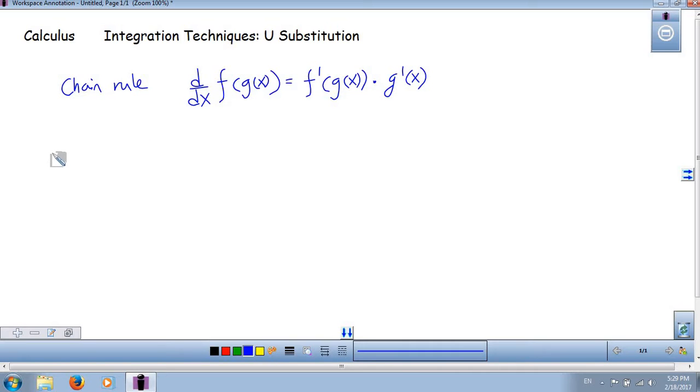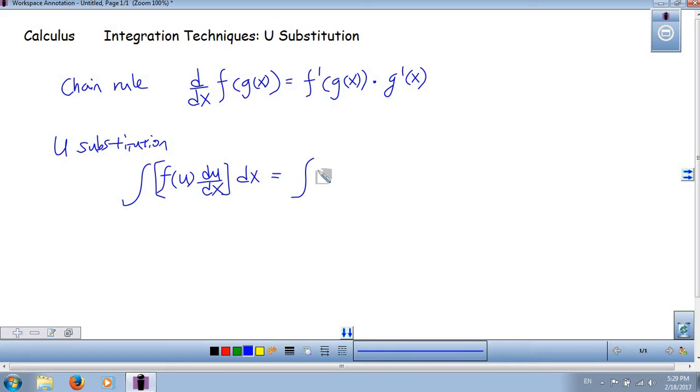Okay. Now let me give you the U substitution rule first. Let's say we have the integral of f of u times du/dx, and we're integrating in terms of dx. This will simply be equal to the integral of f of u du. Alright, let's talk a little bit about how this becomes true. See if we can understand this process.